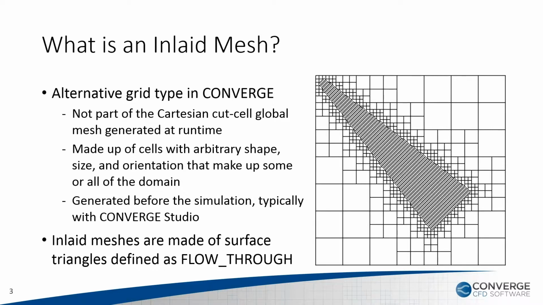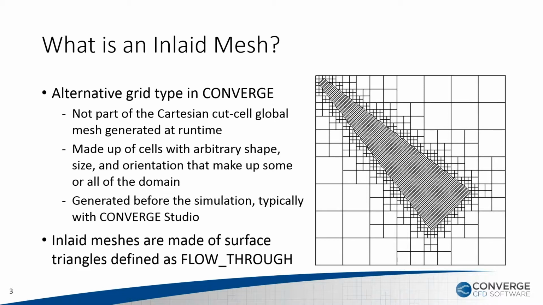So what is an inlaid mesh? It is a separate grid type in CONVERGE, which is not part of the Cartesian cut cell mesh that CONVERGE normally uses. The inlaid mesh can be made of any number of cells, and they can be of any shape, size, and orientation. And they can be used to cover any portion of the domain, or if you choose, you could cover the entire domain with an inlaid mesh.